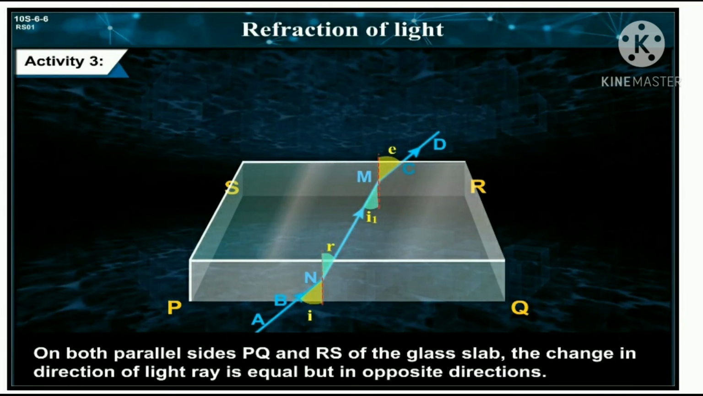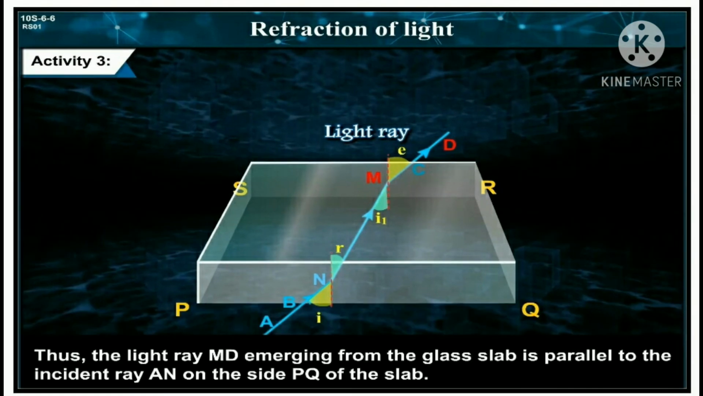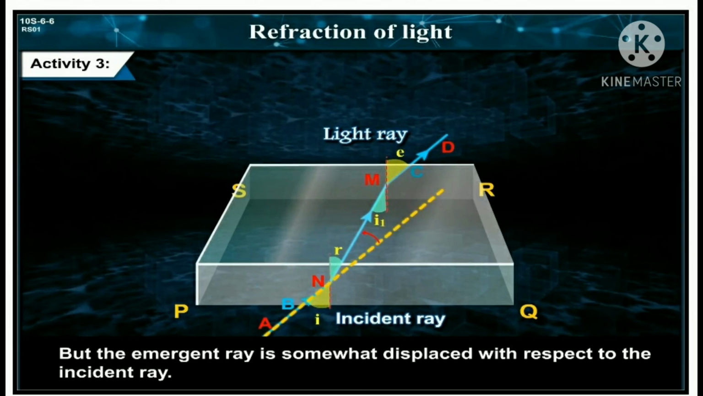On both parallel sides PQ and RS of the glass slab, the change in the direction of light is equal but in opposite direction. Thus, the light ray MD emerging from the glass slab is parallel to the incident ray AN on the side PQ of the slab, but the emergent ray is somewhat displaced with respect to the incident ray.